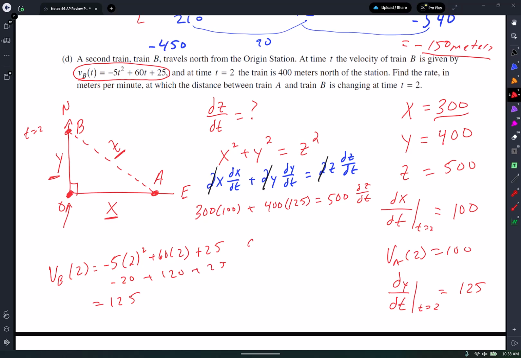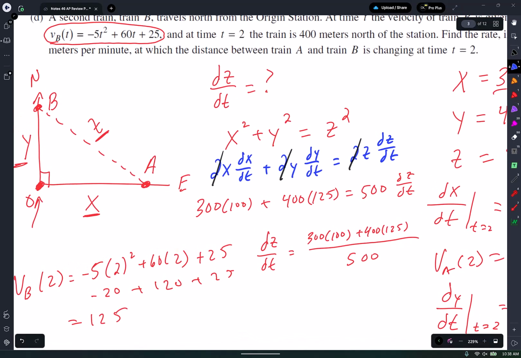All right, guys. If you're scared, you can leave it like this. dz dt equals 300 times 100 plus 400 times 125, all this divided by 500. If you're scared, you can leave it like that. We're not scared. So let's try. Let's see. I don't know. Maybe I'll say I am scared.